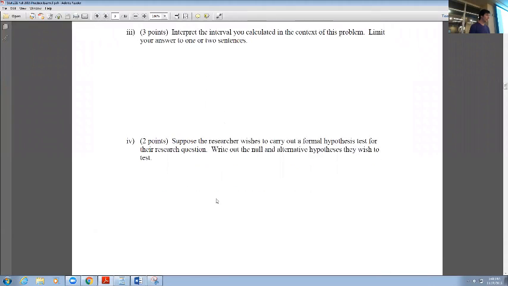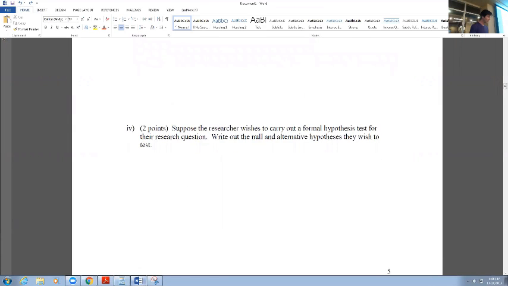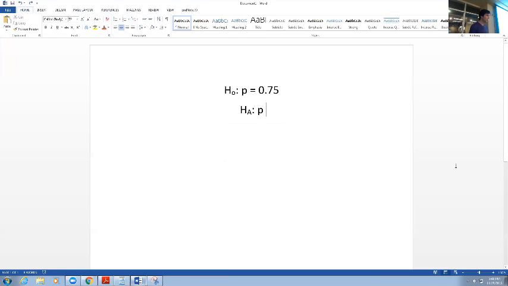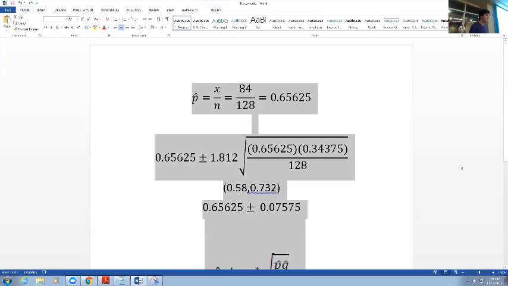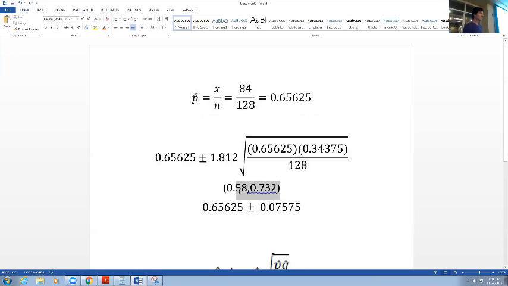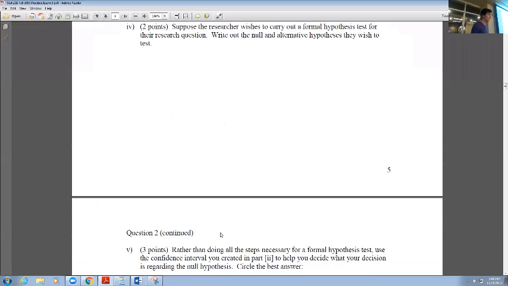What did you notice about our interval? Go back in time right here. What did you notice about this interval we created? You're exactly right. The interval we created right here does not contain 75%. So that is a big, big thing for us right here. The interval does not contain 75%.